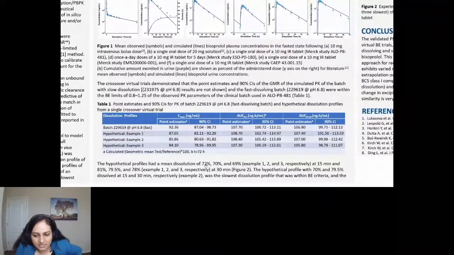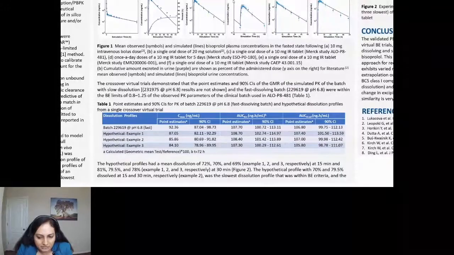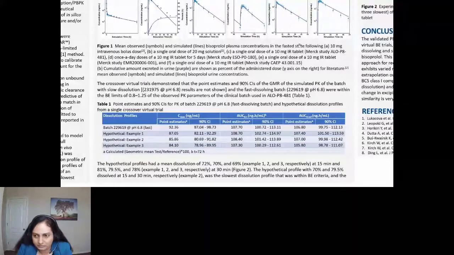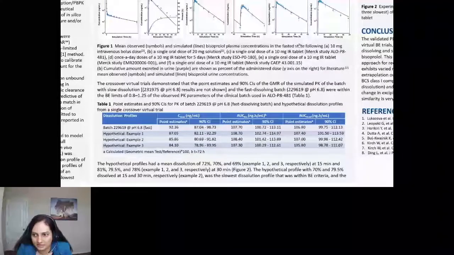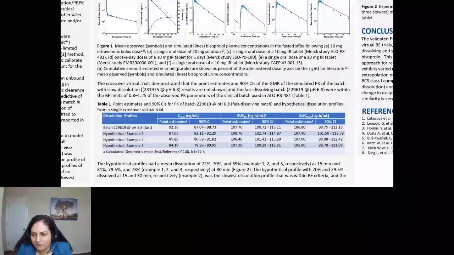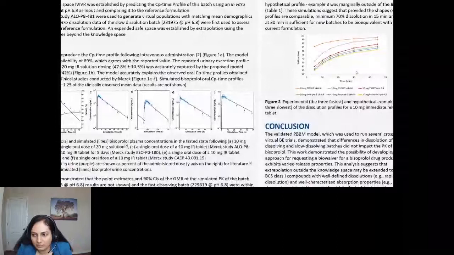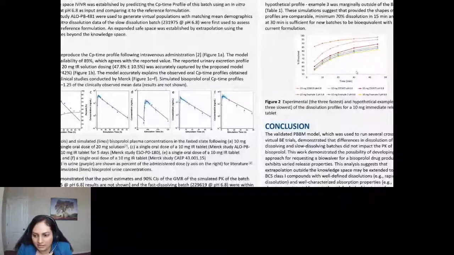These had 72%, 70%, and 69% at 15 minutes respectively, for examples 1, 2 and 3, and around 81, 79.5 and 78% at 30 minutes. Okay, and maybe I can show you here in the figure so you will get a better idea. The lower 3 points that you see, the blue, the green and the yellow, are the 3 hypothetical dissolution profiles.